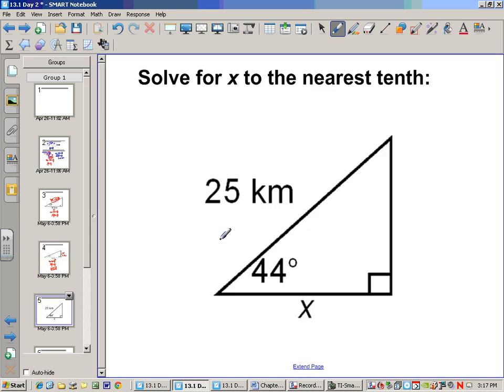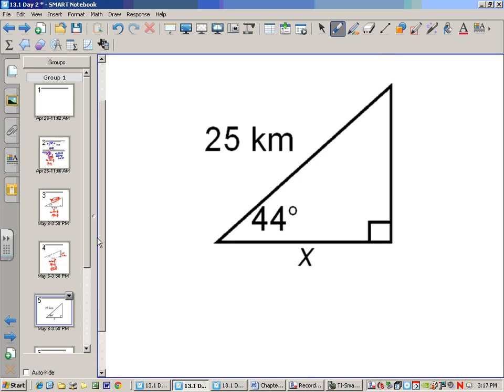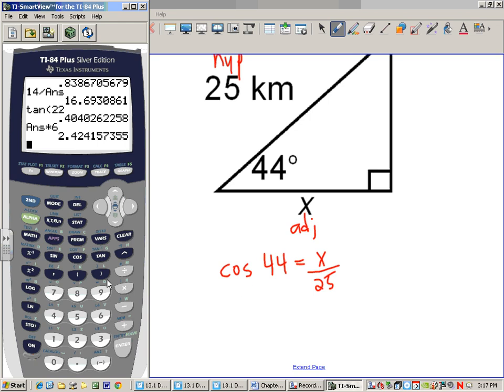Let's try another one. Again, pause the video, see how well you do on your own. Now this side is the adjacent side. This side is the hypotenuse. So we'll use cosine. Cosine of 44 is going to be equal to x over 25. The cosine of 44 is 0.7193.